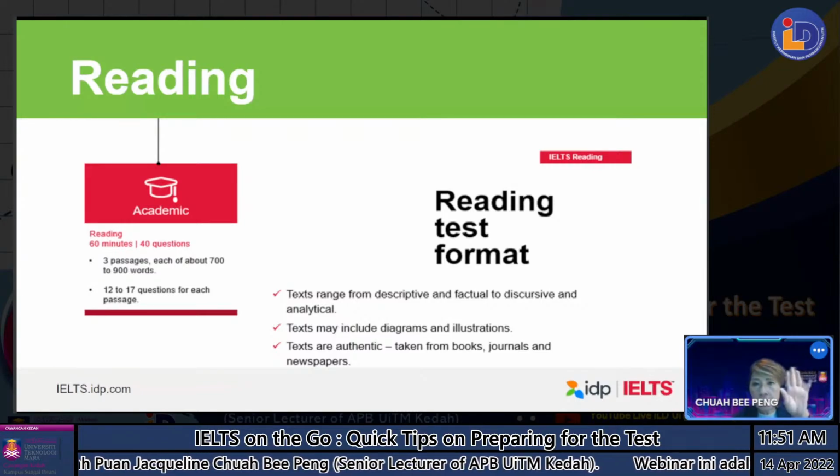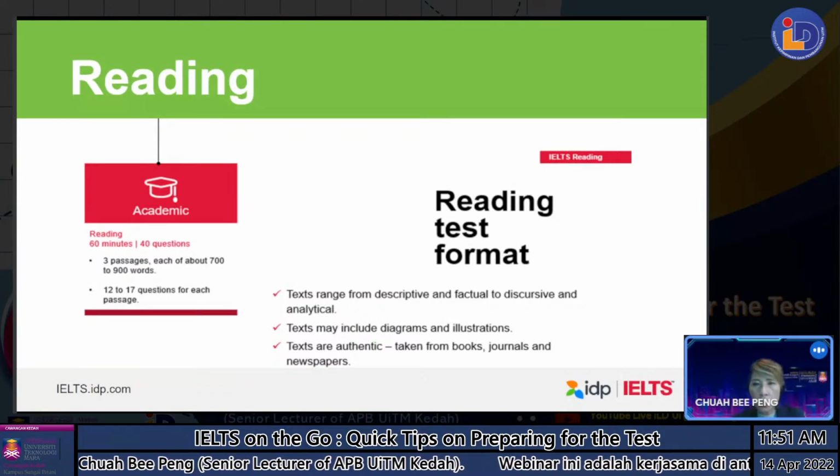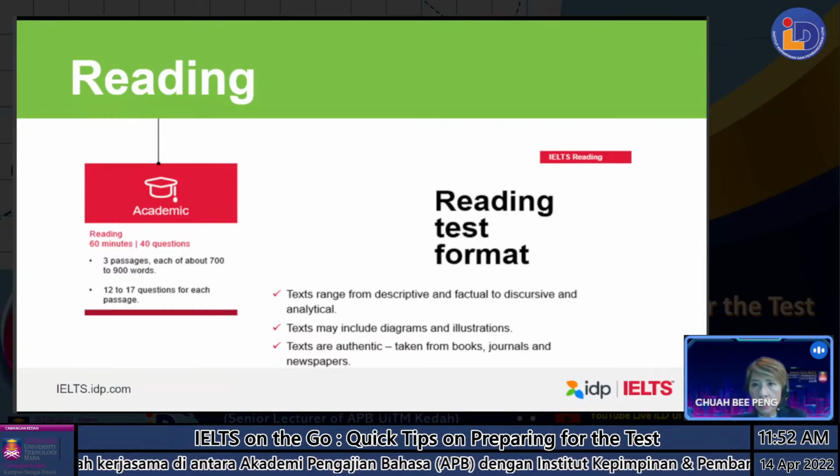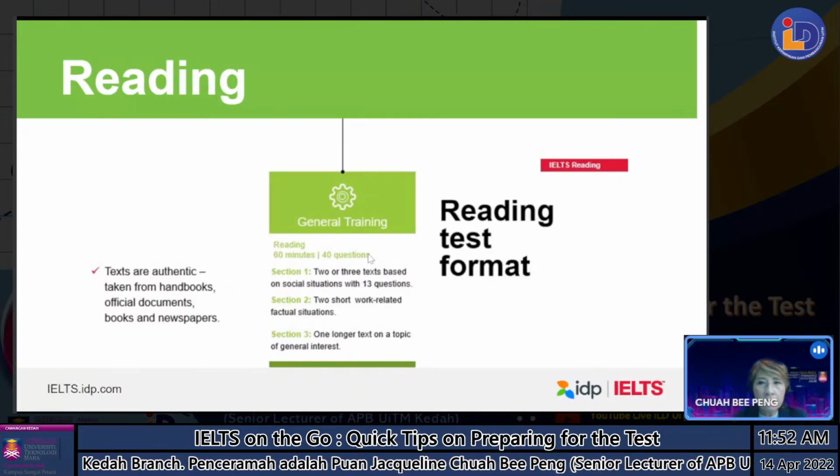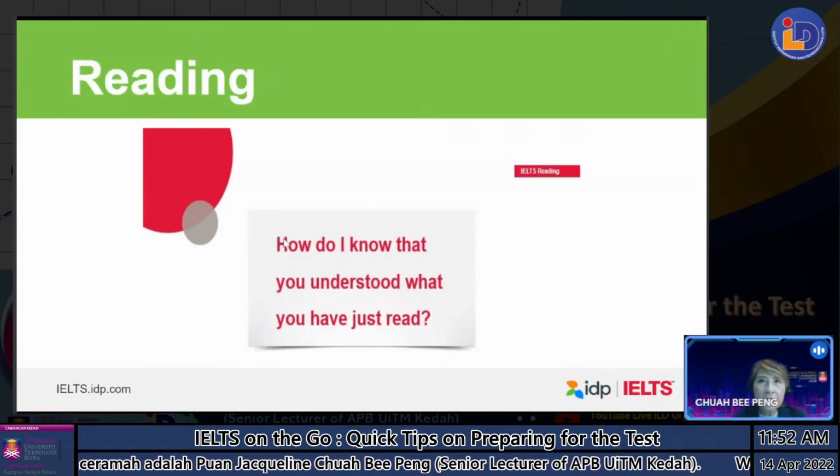Anyone? Hands up. Otherwise, I will focus more on the academic module because I believe that is what the majority of the people here would be more interested in, and more relevant to all academics. So I'm going to skip the general training part, but just to let you know, if you have the option, it is easier, because there are 2 or 3 texts on social situations, they give you some advertisements and all this, and you answer questions.